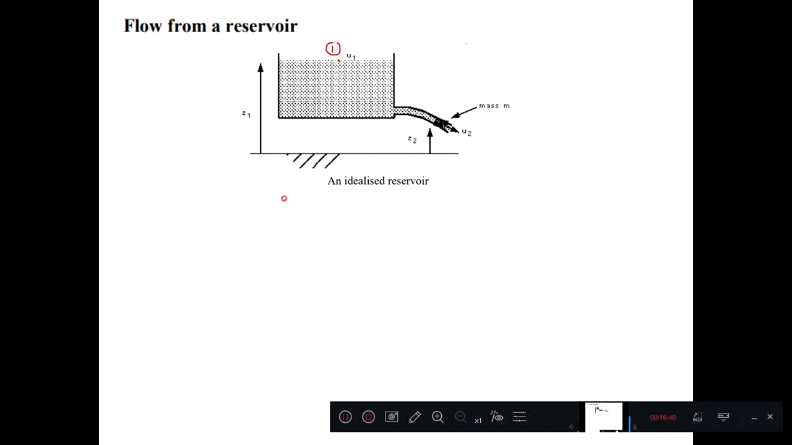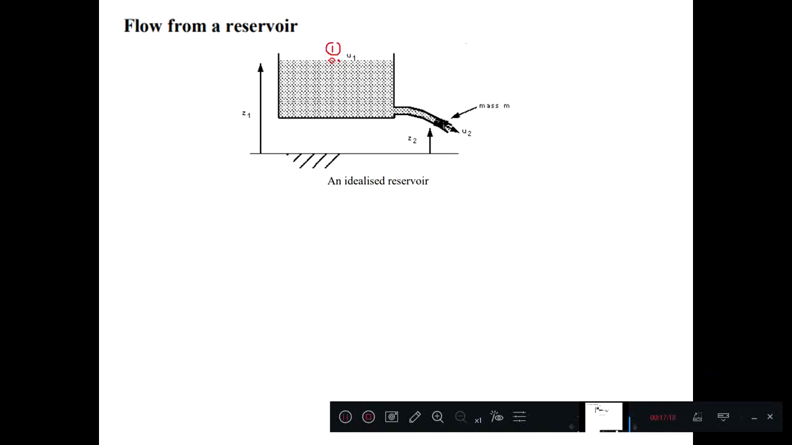If a pipe is attached at the bottom here, water flows along the pipe out of the tank to a level Z2. A mass m has flowed from the top of the reservoir to the nozzle, and it has gained a velocity u2.